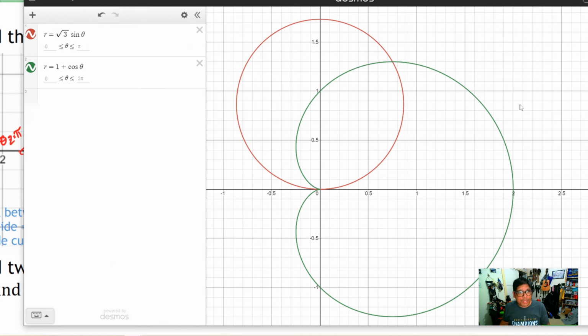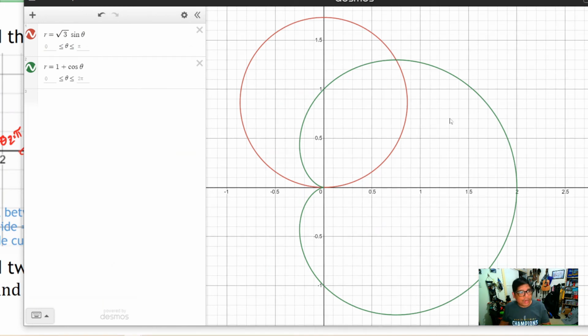One of the first places I turn to is usually Desmos. You can see here that I've already graphed the two curves. And if I want to solve this, all I really need to do is type our equations. So the square root of 3 sine theta. Okay, that's equal to 1 plus cosine theta. And that is not going to do it for me.